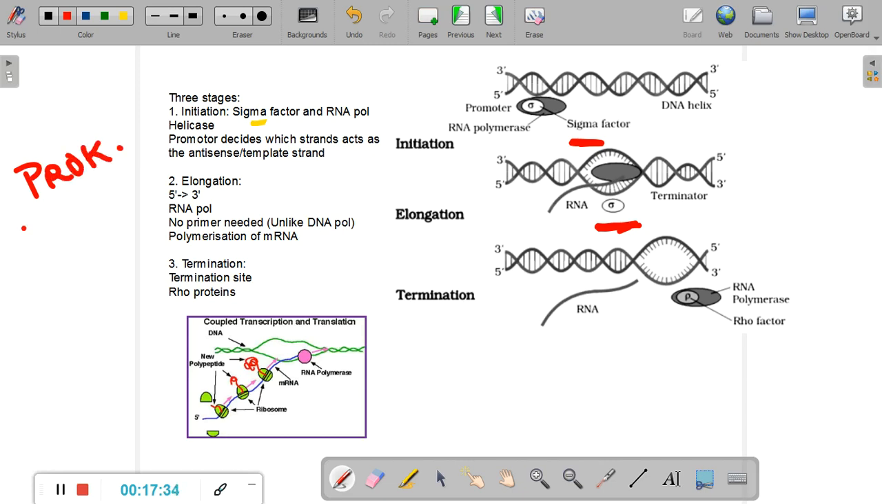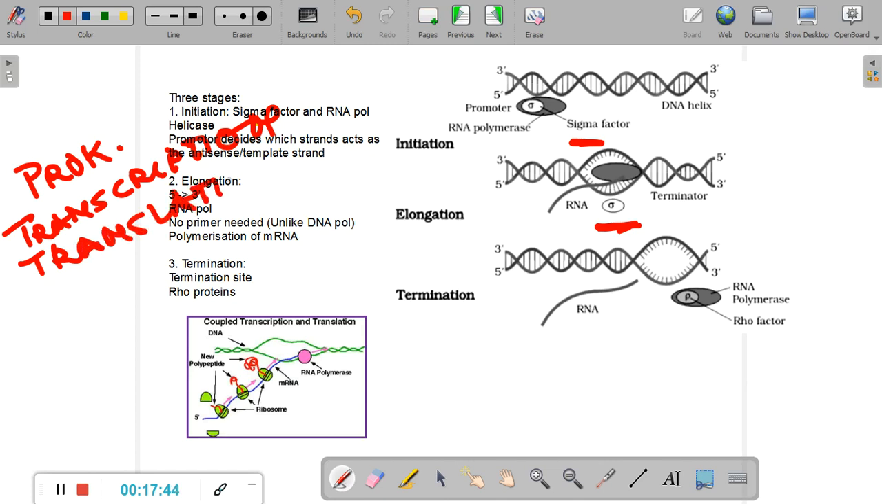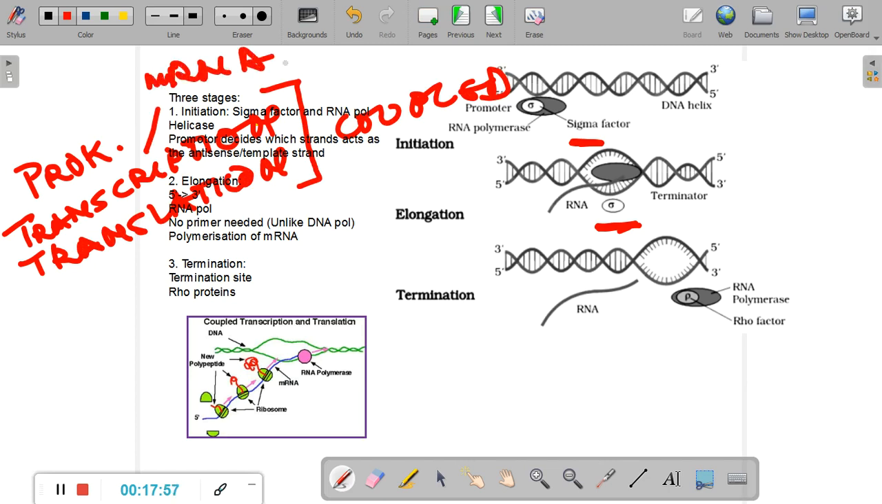In prokaryotes, the process of transcription and the process of translation are coupled. What I mean to say by this is that both the processes take place side by side. Transcription is the formation of, let us assume, mRNA, and translation is the process of reading that mRNA and forming the proteins. In prokaryotes, these two processes take place together.